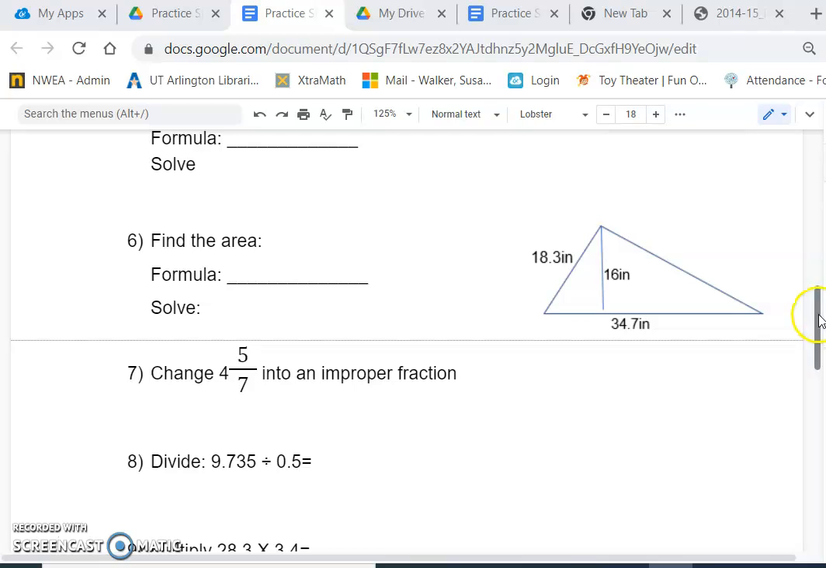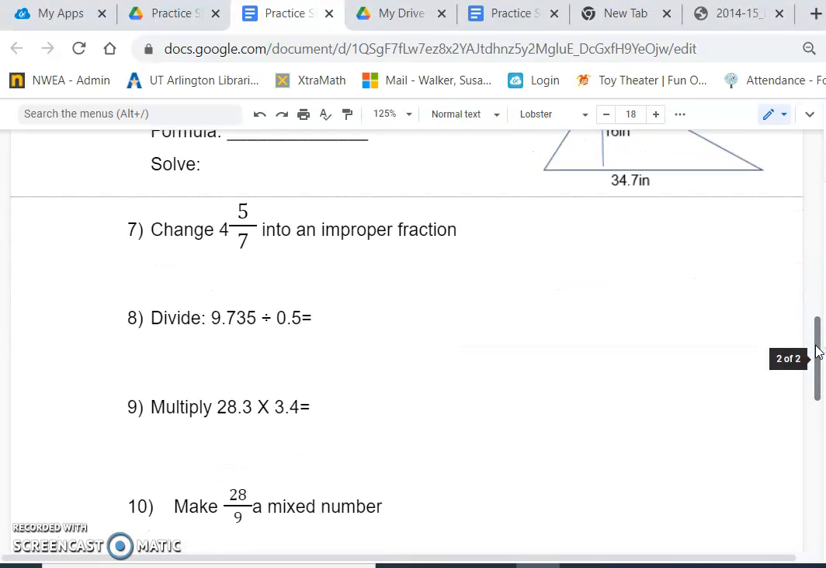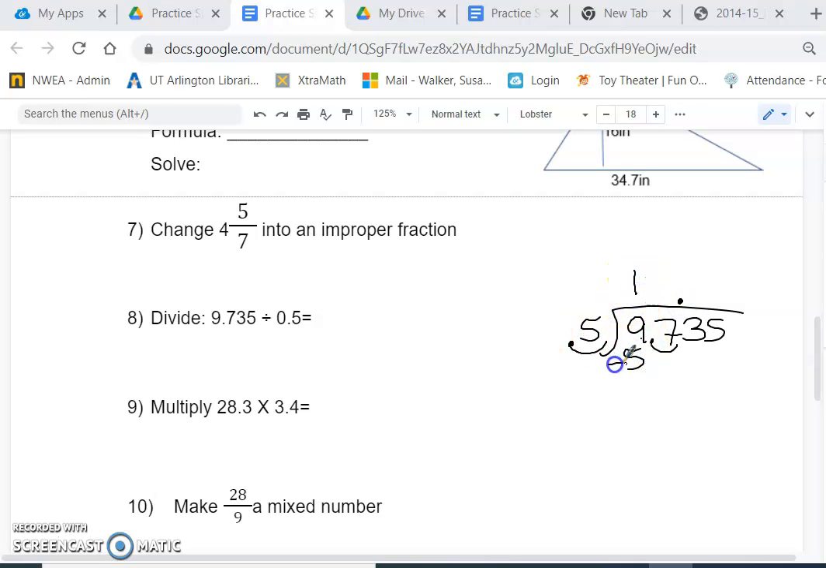Okay. Now we're going to do this one. 9.735 divided by 0.5. I'm not going to divide this for you, but I am going to do this. Please make sure you do spacing well, okay? Put that right there. So 5 into 9, remember, 1. You're going to go from here. Does McDonald's sell burgers? Okay, so bring that down and go from there, okay?